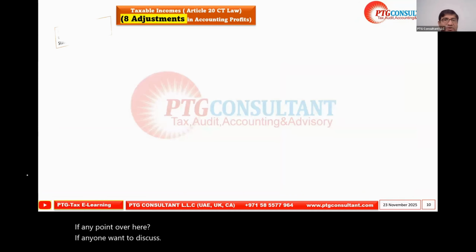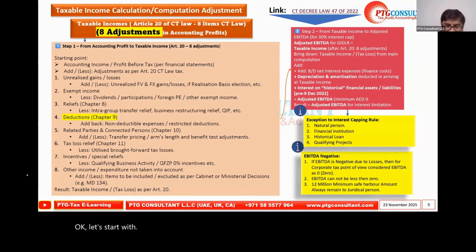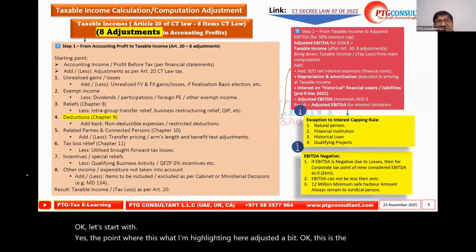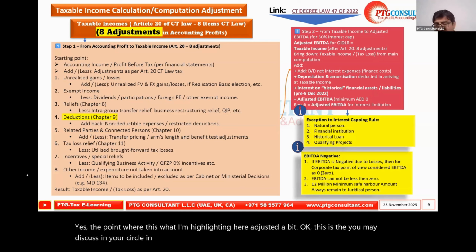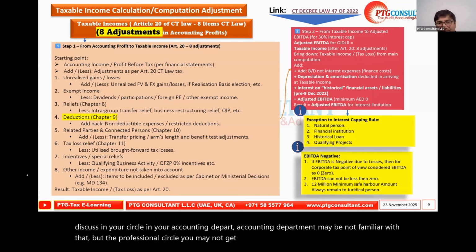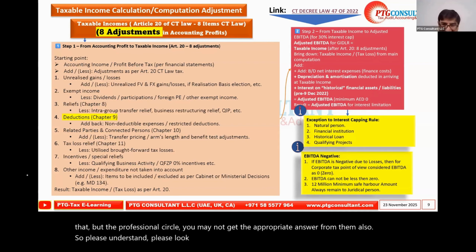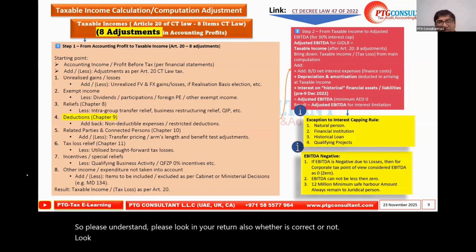Okay, let's start with the point I'm highlighting here, adjusted EBITDA. You may discuss this in your circle, in your accounting department, who may not be familiar with it, but even in the professional circle you may not get the appropriate answer. So please understand, and look in your return also, whether it is correct or not. Look in your return, mostly done in-house or by the tax consultant.